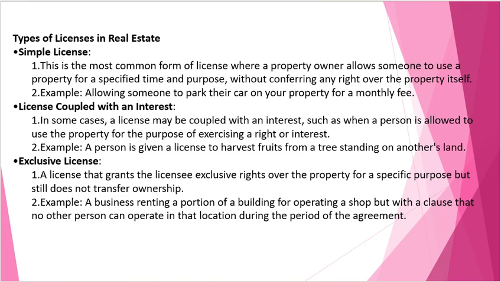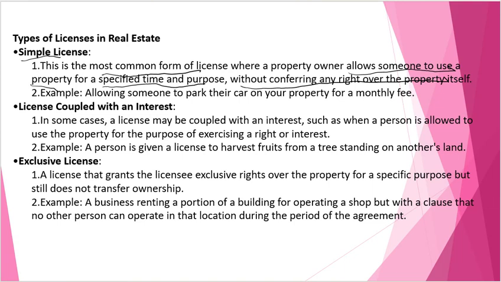And then what are the different types of licenses in real estate? There are three types of licenses in real estate. First one is simple license. This is the most common form of license, where a property owner allows someone to use a property for a specified time or purpose without conferring any right over the property itself. For example, allowing someone to park their car on your property for a monthly fee, which we have already discussed.